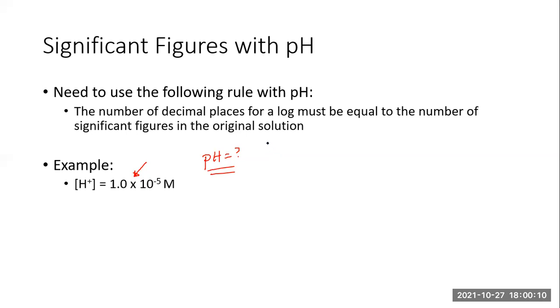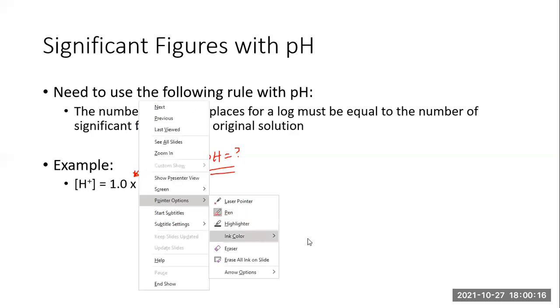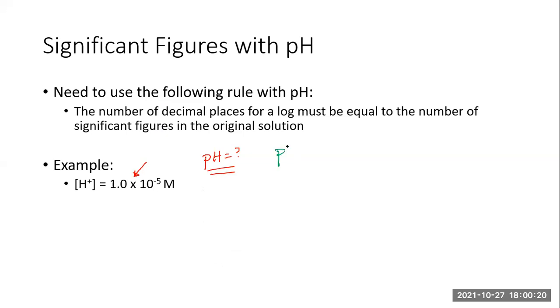Okay, so let's take a look. First off, let's talk about calculating the pH before we actually talk about sig figs. Make sure we're all on the same page, again, how to do that. Again, the pH here would be equal to minus the log of the H plus concentration.